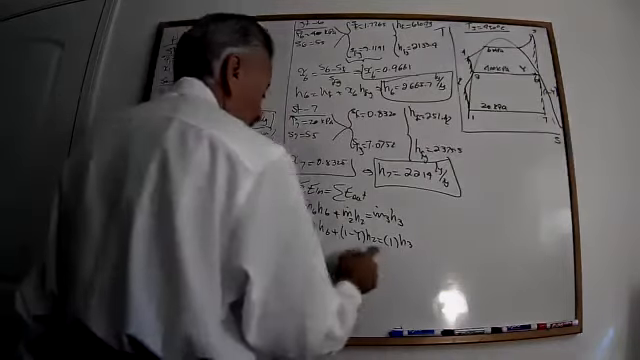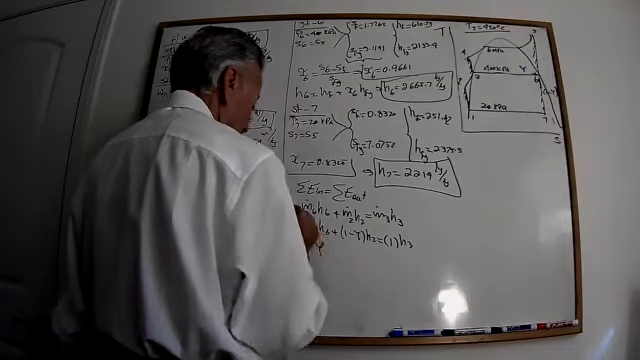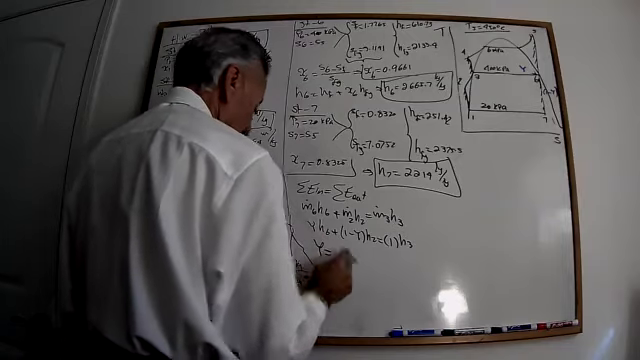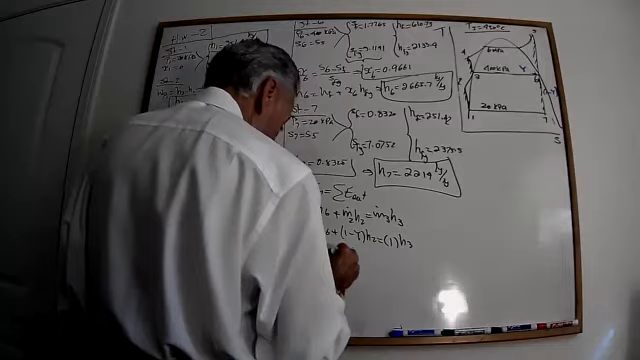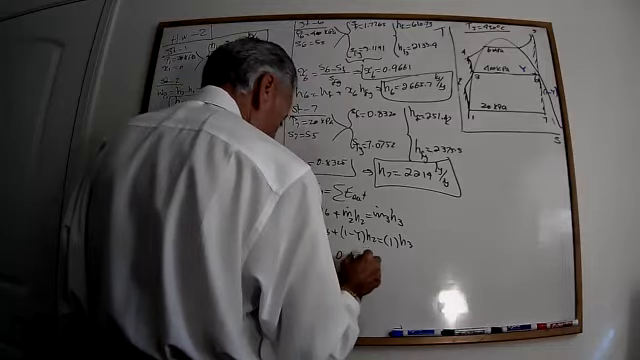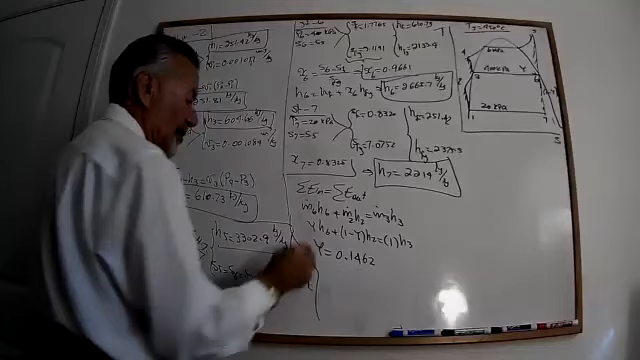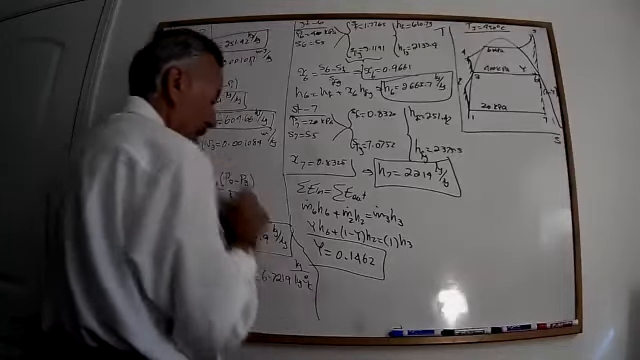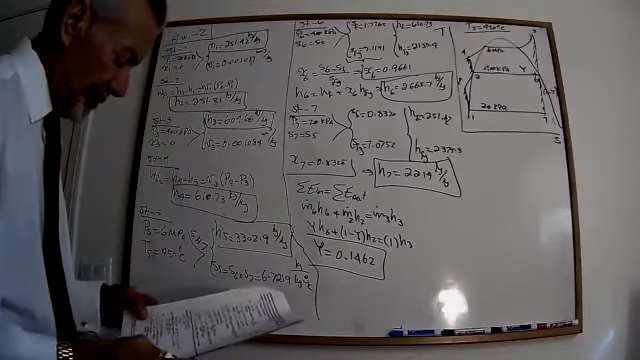So that's 1 unit times H3. I have all the H values. I have one equation, one unknown. From there, I can find the value of Y to be 0.1462, or 14.5% that I'm extracting from the turbine to put in a feed water heater.